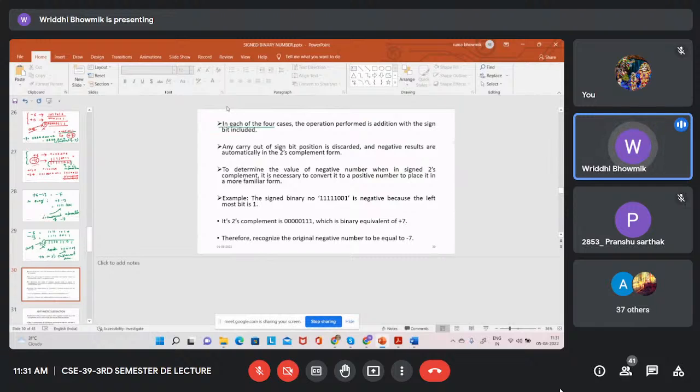So in each of the 4 cases, the operation performed is addition with the sign bit included. We have already done this. Any carry out of the sign bit position is discarded, and the negative results are automatically in the 2's complement form. We have seen that to determine the value of a negative number in signed 2's complement, it is necessary to convert it to a positive number to place it in a more familiar form. So this is the important part.